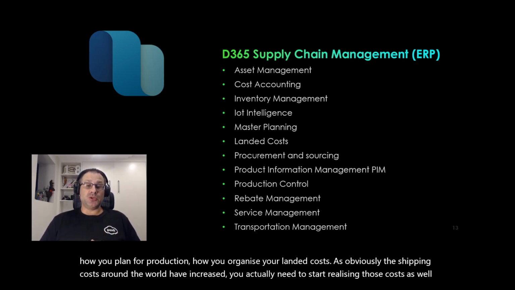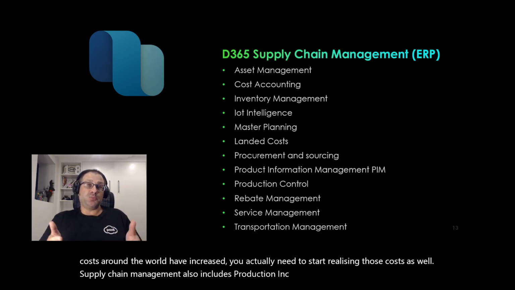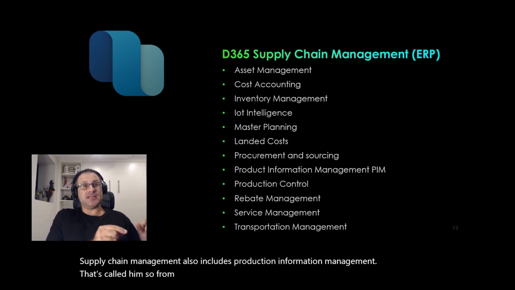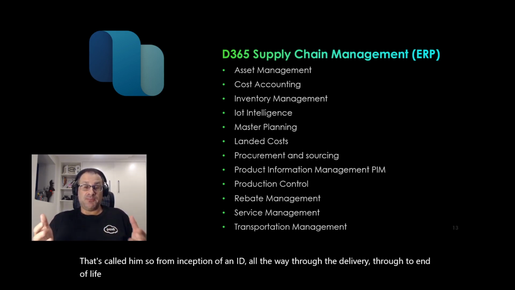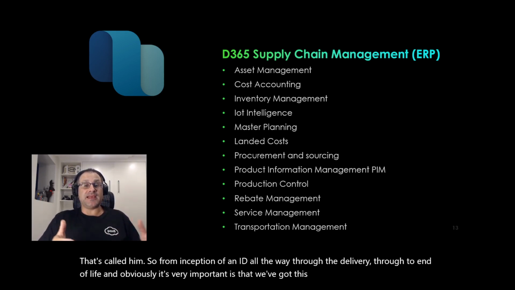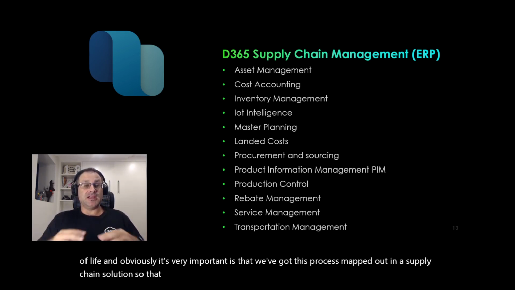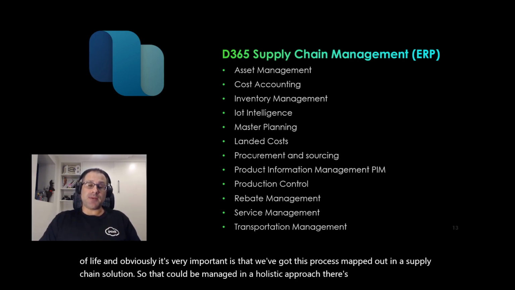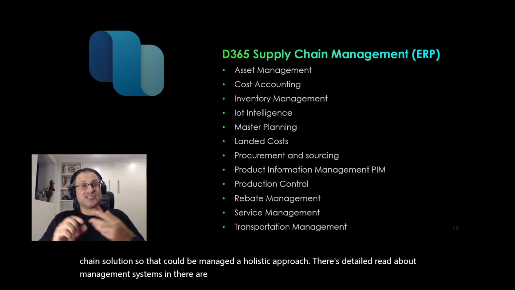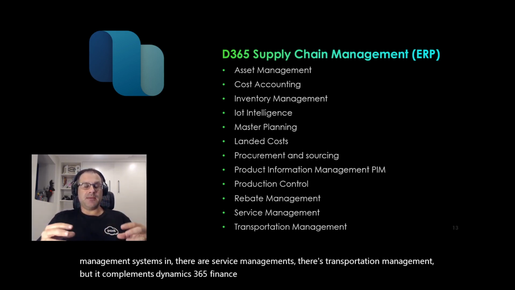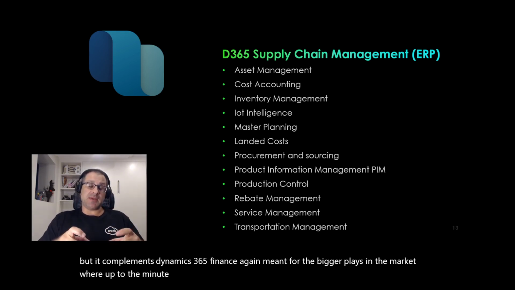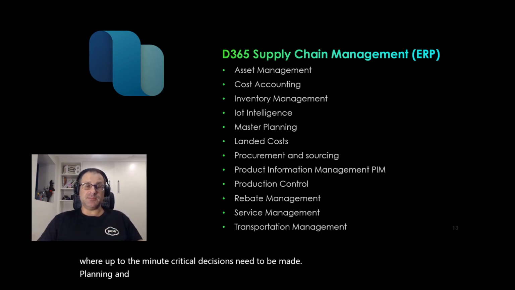Supply chain management also includes production information management, that's called PIM. So from inception of an idea all the way through delivery through to end of life. And obviously, it's very important that we've got this process mapped out in a supply chain solution, so that it can be managed in a holistic approach. There are detailed warehouse management systems in there. There are service management and transportation management, and it complements Dynamics 365 Finance. Again, it's meant for the bigger players in the market, where up-to-the-minute critical decisions need to be made. Planning for and making use of Dynamics supply chain is very important for their business.